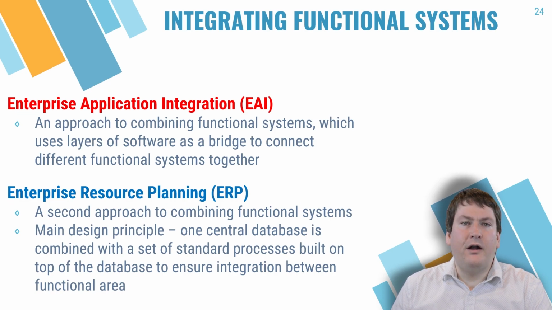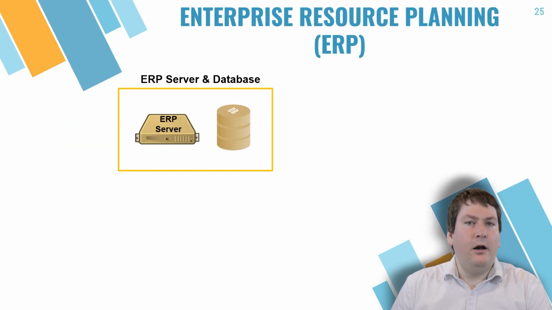ERP systems are often purchased off the shelf, with few major customizations or changes, and they replace the existing functional systems that a business already has. Let's take a look at an example. In the ERP approach, a central server, database, and information system is set up which will contain all of the data for the organization in a single location.